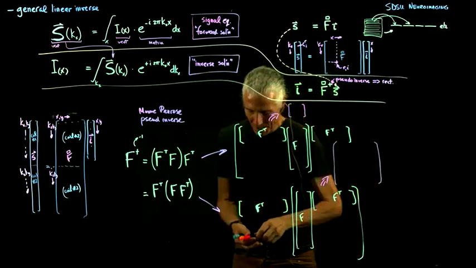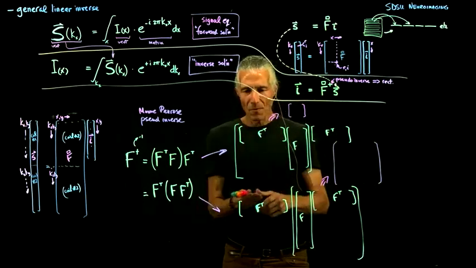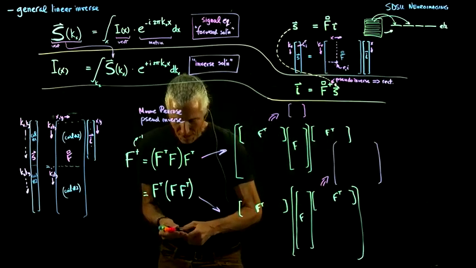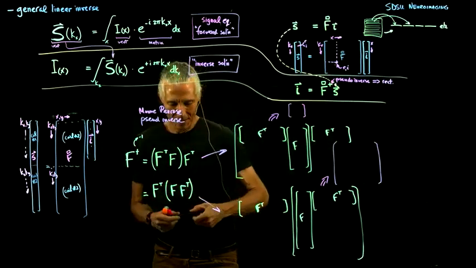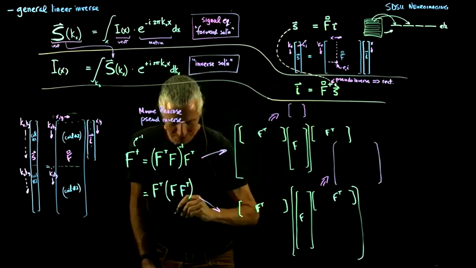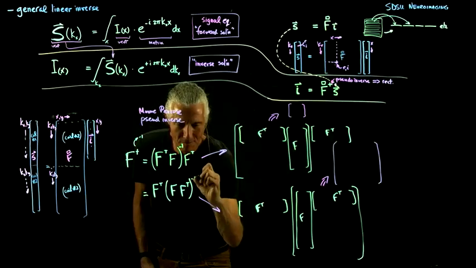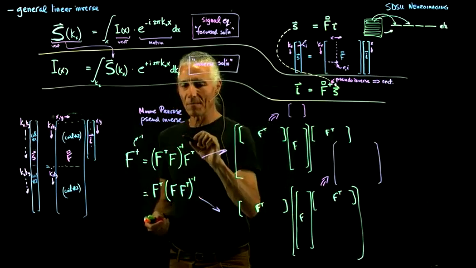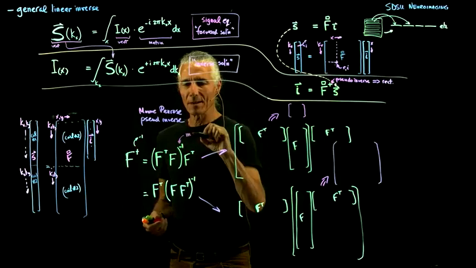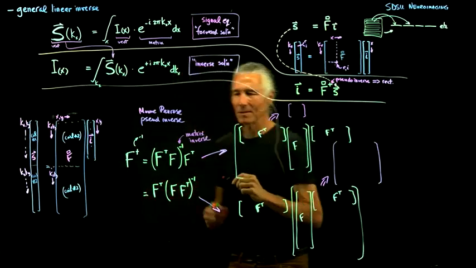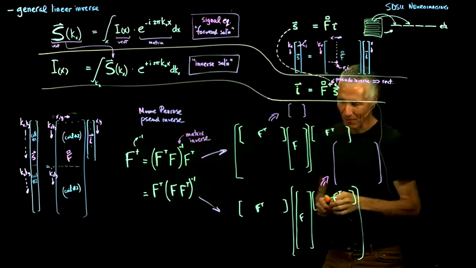And I left out one key symbol here, which was the -1. So that guy is a matrix inverse, and we can only calculate that matrix inverse for a square matrix. Yeah, key symbol I left out there.